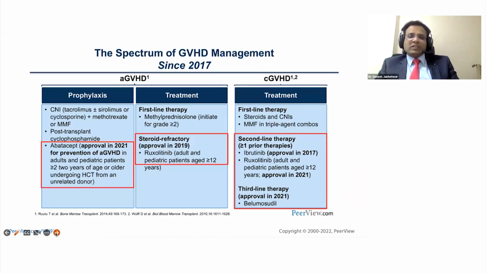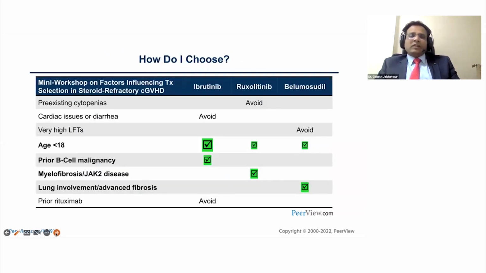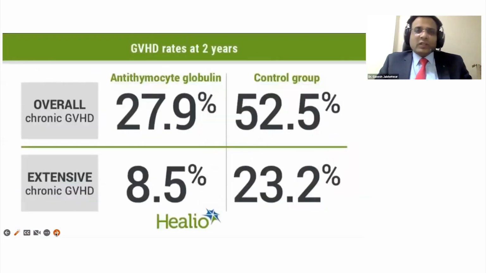Whereas in chronic GVHD, again, there are approvals: ruxolitinib as well as belumosudil and ibrutinib. So how do we choose the GVHD therapy? These are various guidelines. So you can see with a simple intervention like ATG, the incidence of chronic GVHD overall decreased from 52.5% to 27.9%, whereas extensive was 23.2% versus 8.5% in the ATG arm.